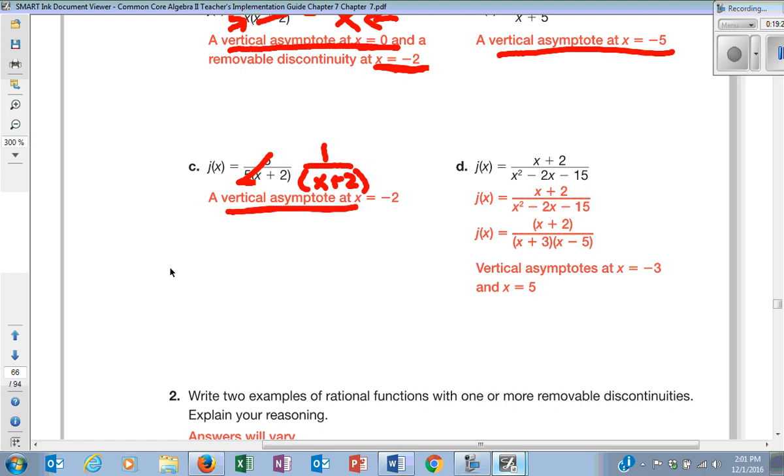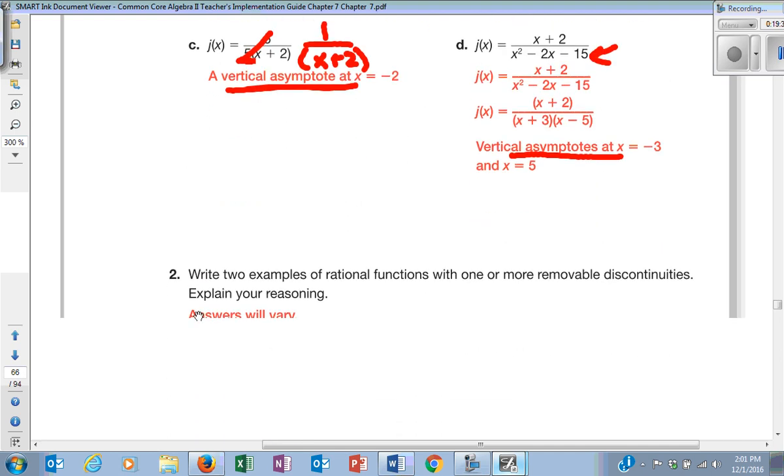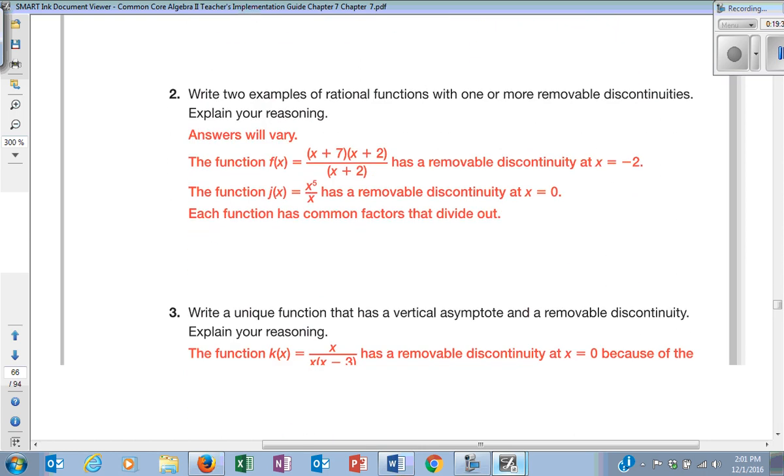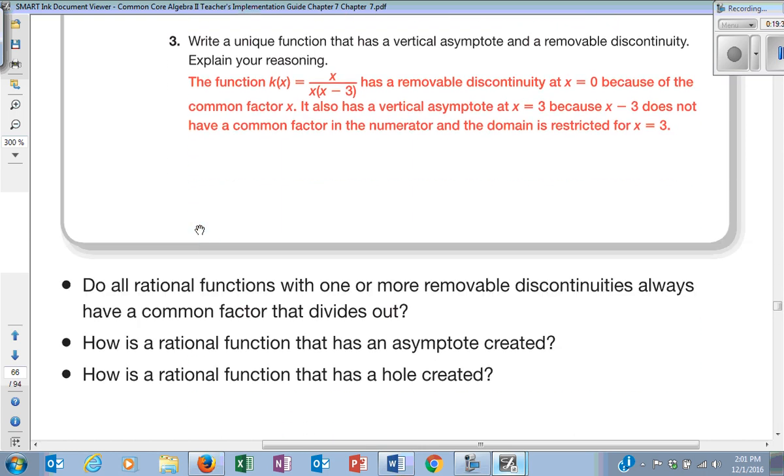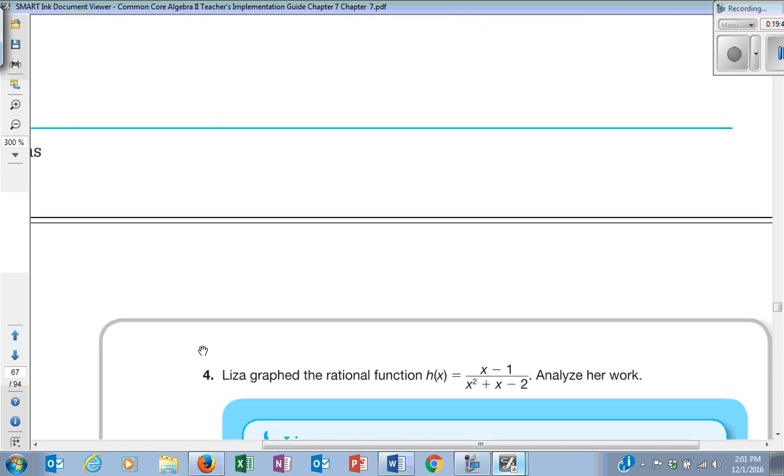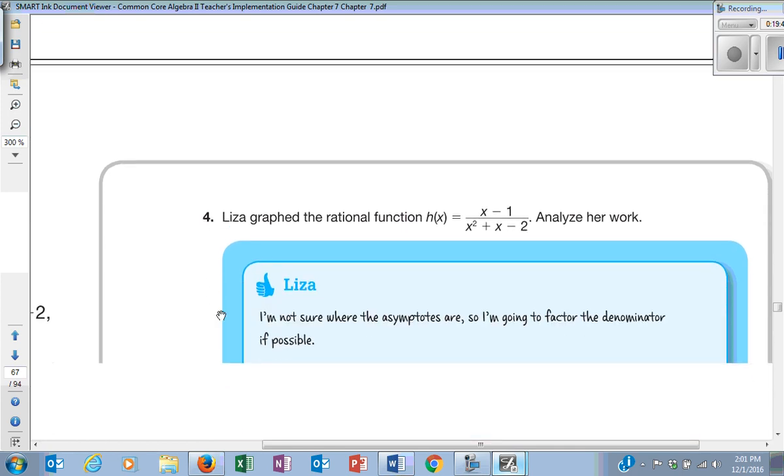Here, what they did is they factored this bottom. When they factored this bottom, nothing canceled out. Nothing canceled out here, so they just still had vertical asymptotes. No holes appeared. I hope you guys are understanding this. As we go through tomorrow's lesson, hopefully this will drive home one of the final lessons.